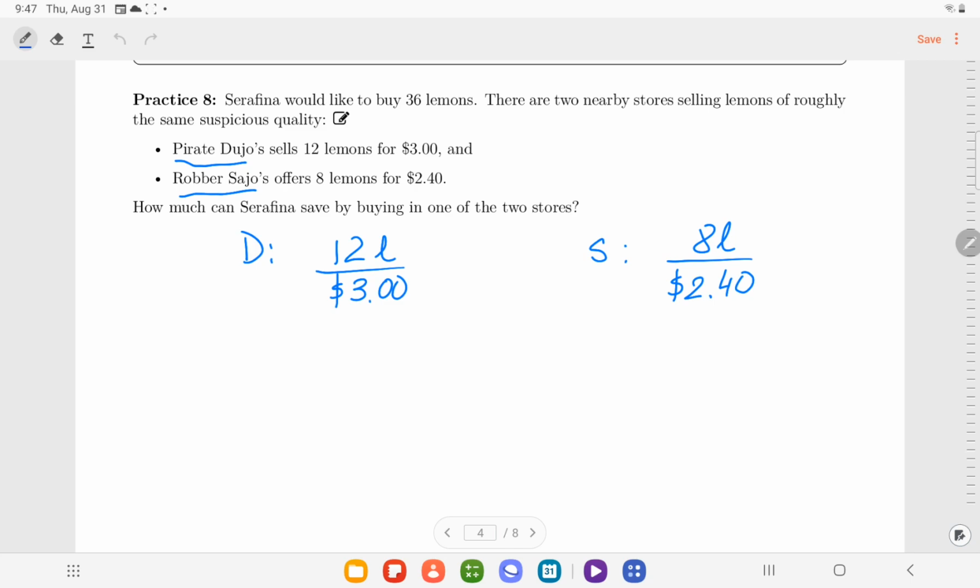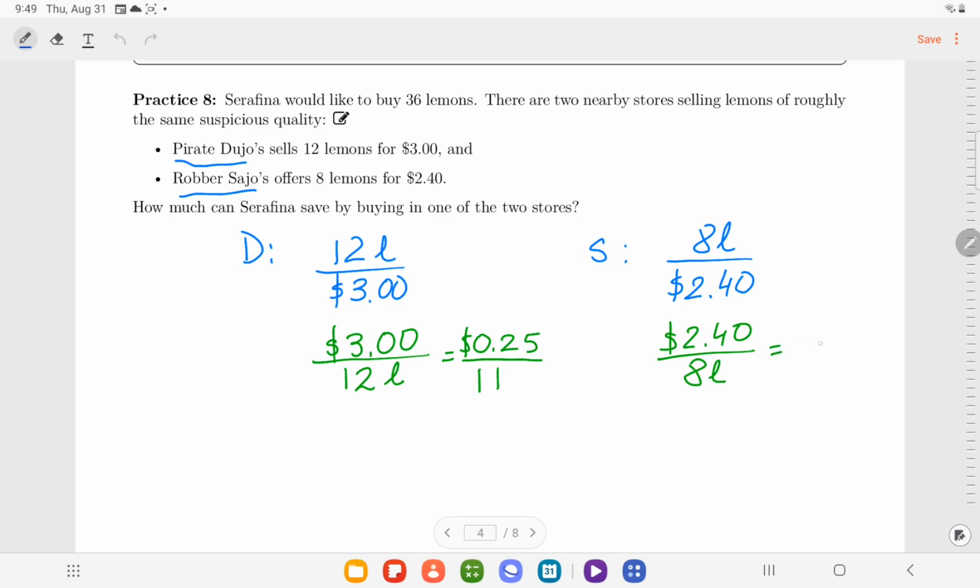To see which store gives a better deal, we can either find how many lemons we can buy for $1 or how much we would have to pay for 1 lemon. In both cases it is a unit rate. I would like to find the price per 1 lemon. Divide 3 by 12, that's 25 cents per 1 lemon, and Sile offers 1 lemon for 30 cents.